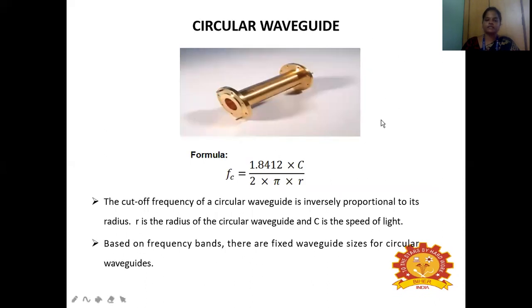Next, this is the circular waveguide. The propagation of the wave will be through this, which is circular in shape. The cutoff frequency of a circular waveguide is 1.8 times c divided by 2 pi r. So the cutoff frequency is inversely proportional to the radius. Here r is the radius of the circular waveguide and c is the speed of light.